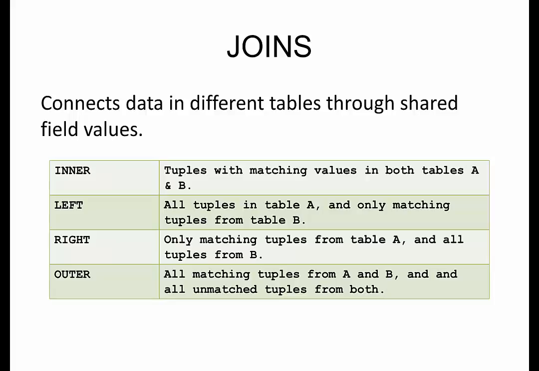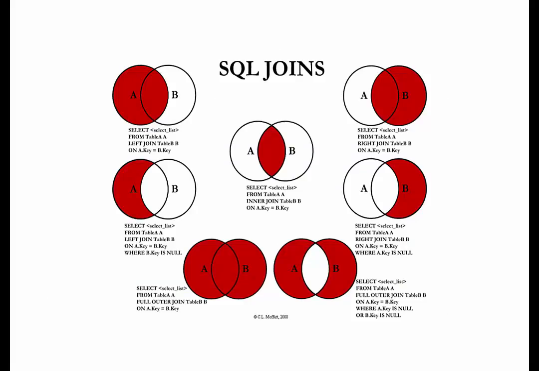A left join will return all tuples in table A and only matching ones from B. Right does the opposite: only matching tuples from A and all the tuples from B. So these are just the inverse of each other. And finally, an outer join returns all tuples from A and B, including all unmatched tuples from both. Now that's probably just word spaghetti in your head, so let's have a diagram or 2 to show these.